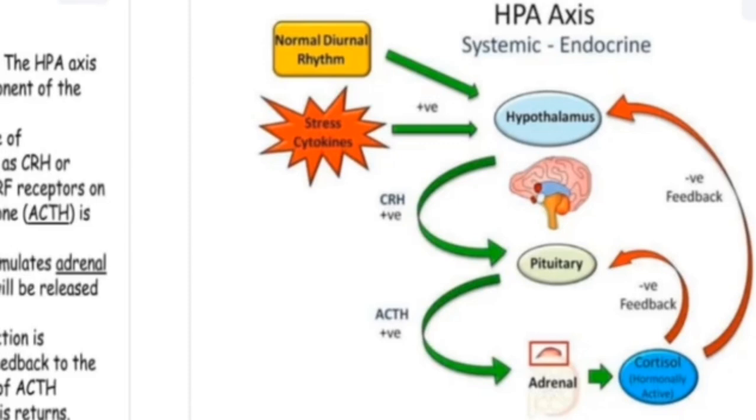So there are two questions here. Explain the HPA axis, which is this chart, then explain the regulatory mechanism, how it is regulated, which is the feedback inhibition mechanism from excess cortisol going back to the pituitary to inhibit the release of ACTH, and then excess cortisol sending a message back to the hypothalamus to shut down the release of further CRH.